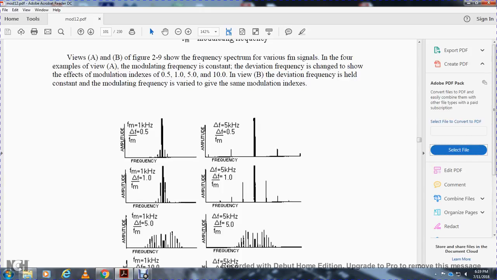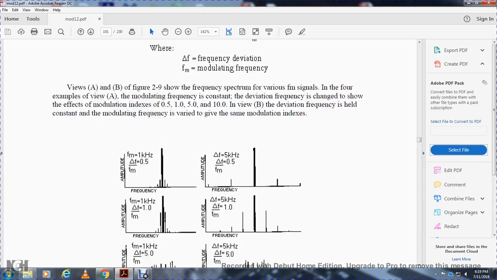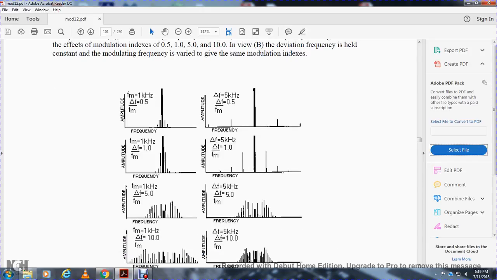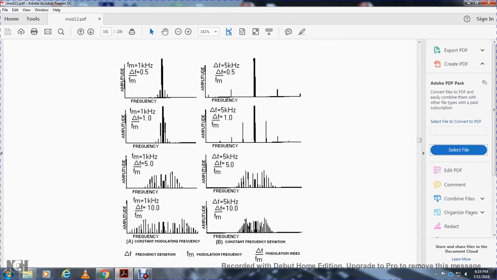Show the amplitude, 1 kilohertz, half frequency deviation, 1 frequency deviation, 5 frequency deviation, 10 frequency deviation. The modulation index is equal to the frequency deviation over the modulating frequency.